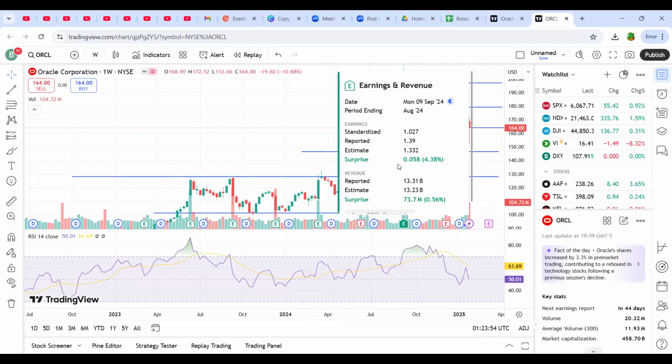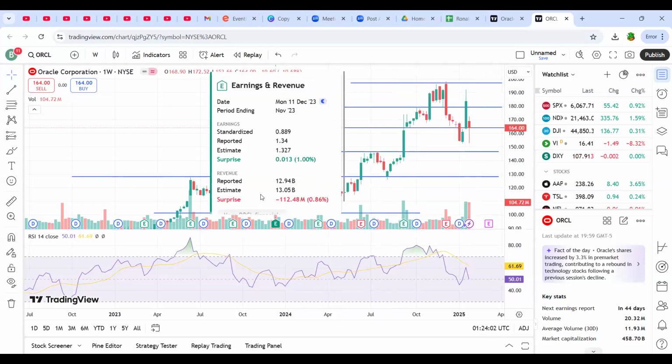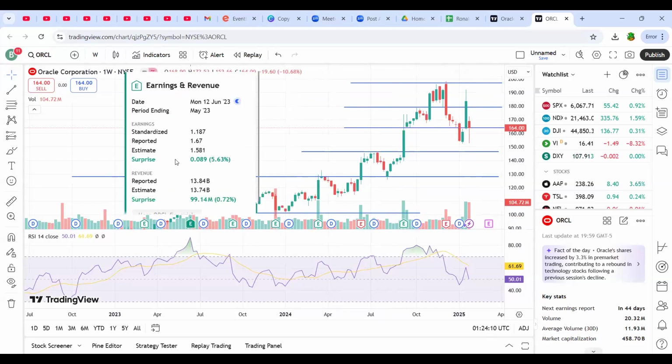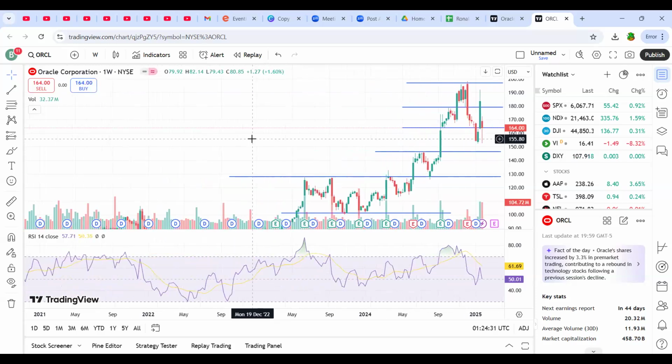But in this one, when they hit, they hit 4.5% on the up and 0.5%. And this one they hit 2.5% and flat. This one 1% and 1% flat. This one 3.5% on the earnings, flat on the revenue. 5.5% surprise on the earnings, flat on the revenue. 1.5% surprise on the earnings, and really flat on the revenue, right? You talking about you missed out on $29 million, $30 million out of 12.5 billion? That ain't no money. That ain't no money to a company like this.